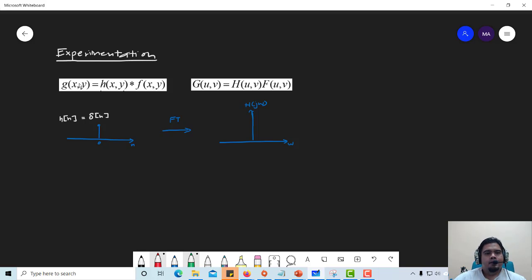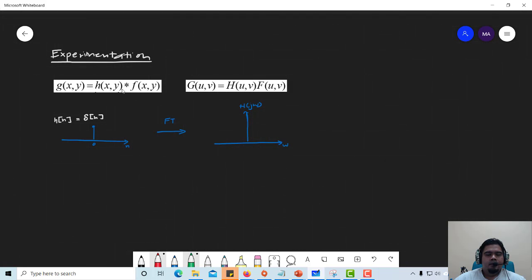We know that in order for us to find our g, based on the formula, these are the two formulas. This one is in the spatial domain and this one is in the frequency domain. But if you look at this formula, let's say you change this f with some sort of all pass filter. We already discussed this many times.